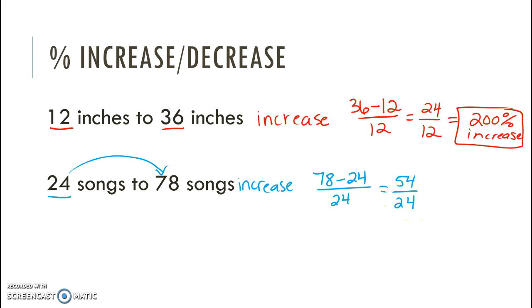So we're going to take our 54, divide it by 24. Again, we can use that calculator, and we get 2.25, or 2 and 25 hundredths. So again, I'm going to move that decimal place twice to the right, and that would be a 225% increase.